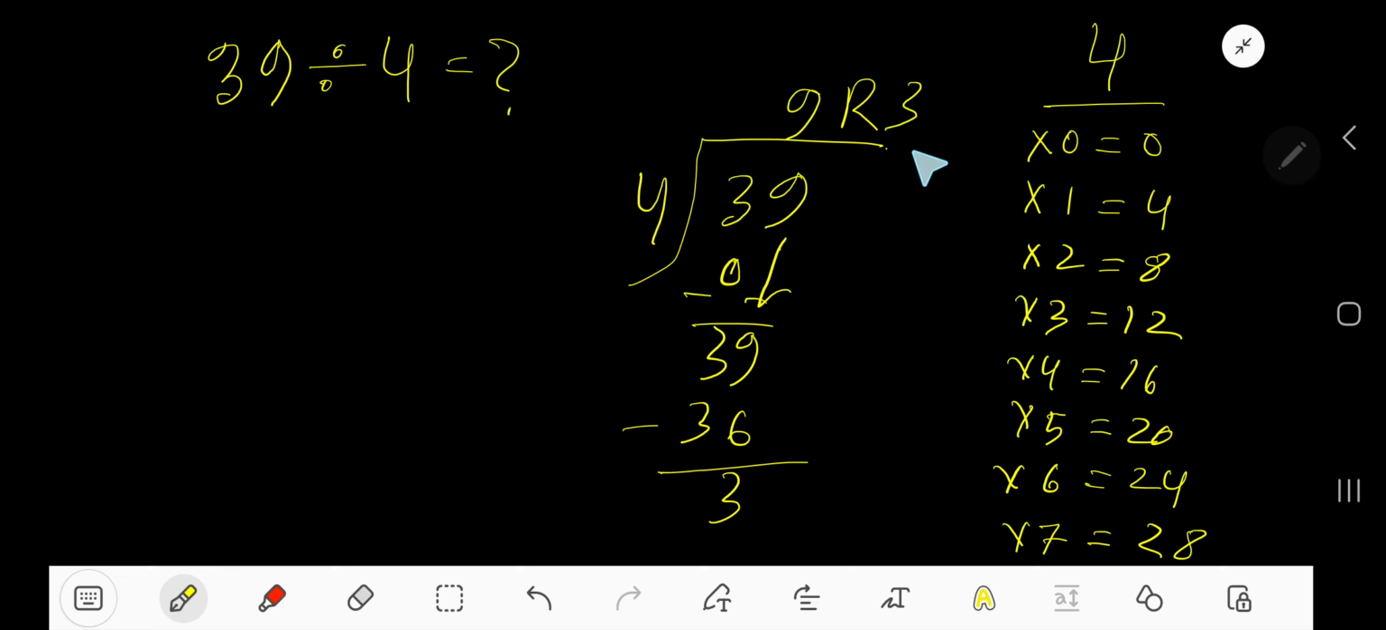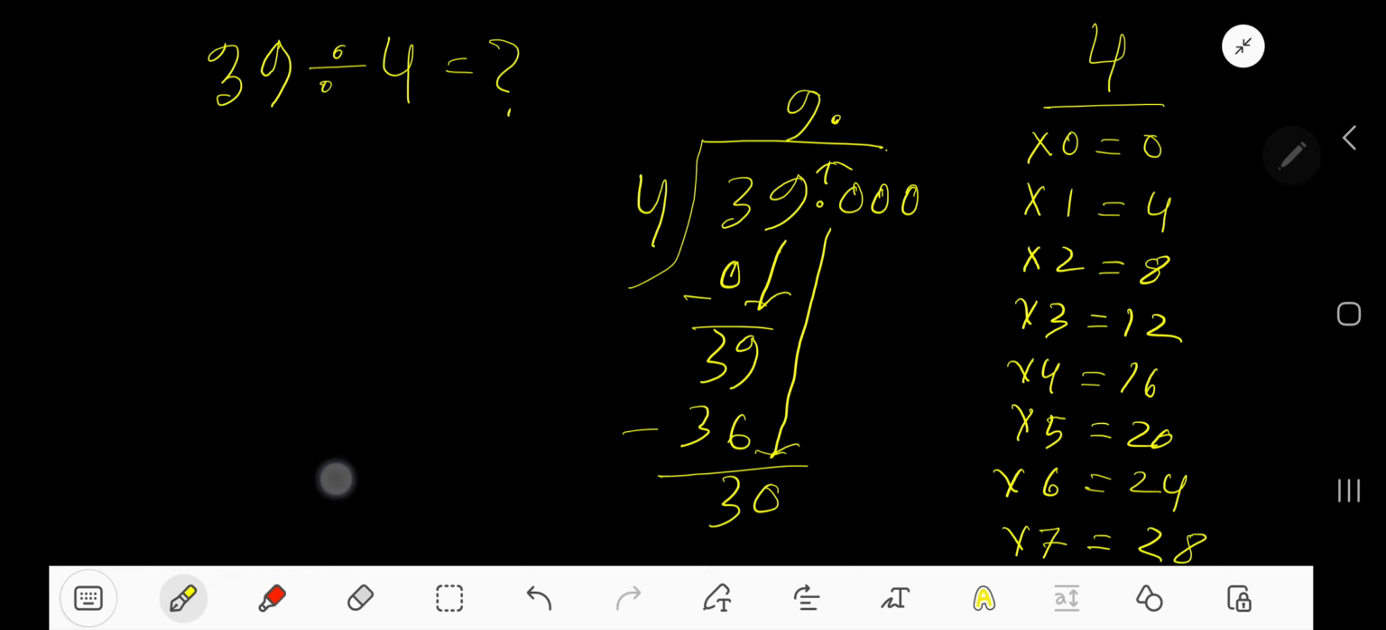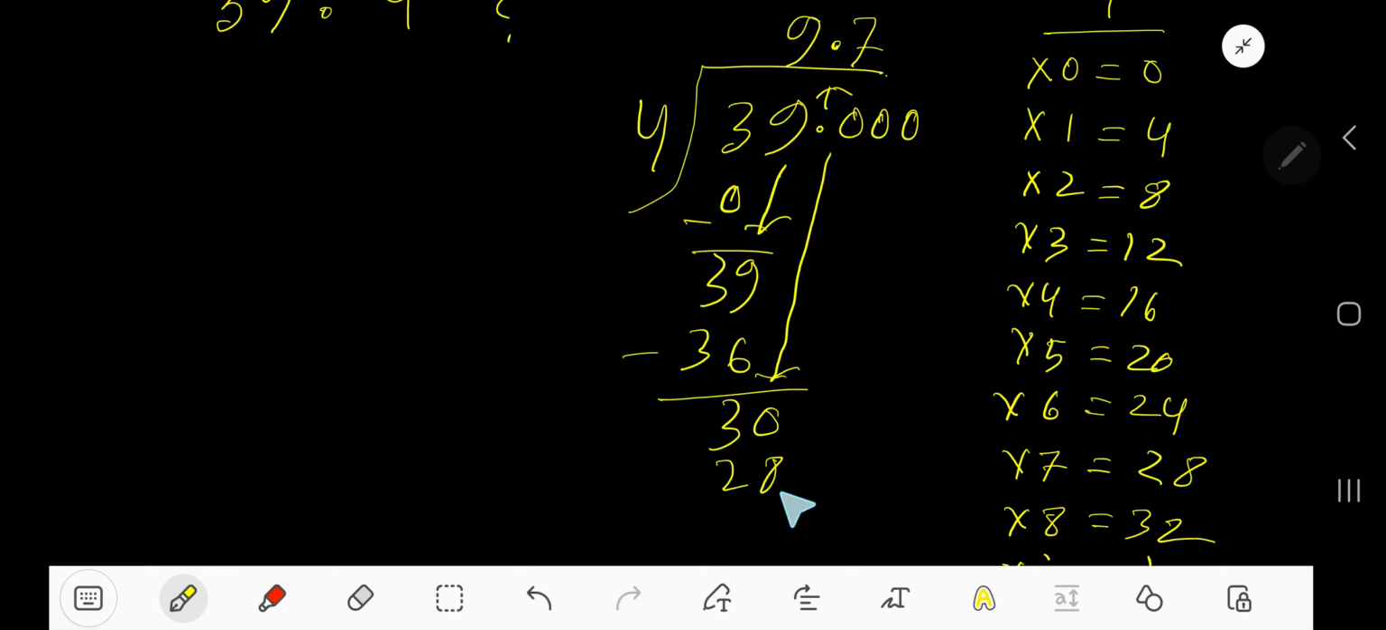If you want to write your answer in decimal form, then put a decimal point here and add a number of zeros. Bring down the first 0, but before that, the decimal point must come into the quotient directly. 4 goes into 30 how many times? 8 times is 32, which is too much for us, so 7 times. 7 times 4, 28.